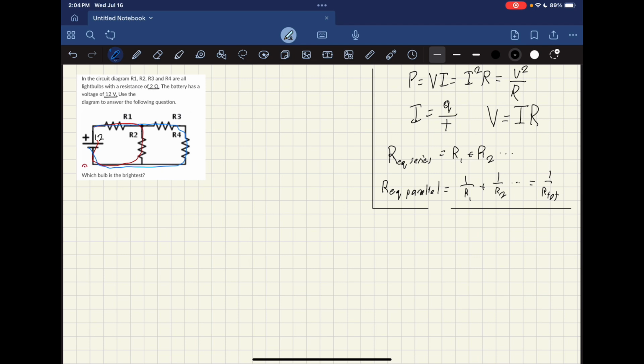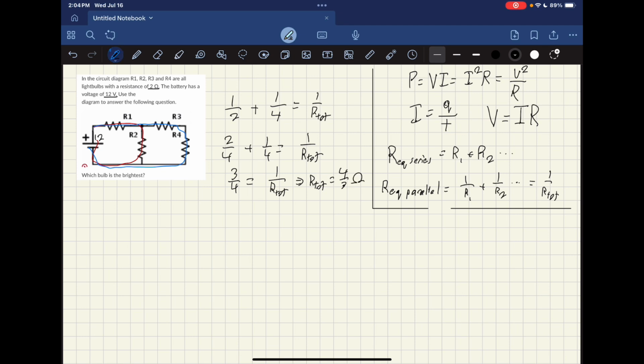We've got 1 over R2, which is just 2 plus, and then R3 and R4 are in series with each other, so they're going to combine. 2 plus 2 is 4, and then that's in parallel with R2, so we have plus 1 over 4 equals 1 over R total. This can be 2 over 4 plus 1 over 4 equals 1 over R total. And then this is just 3/4 equals 1 over R total. So when we invert them both, R total equals 4/3 ohms.